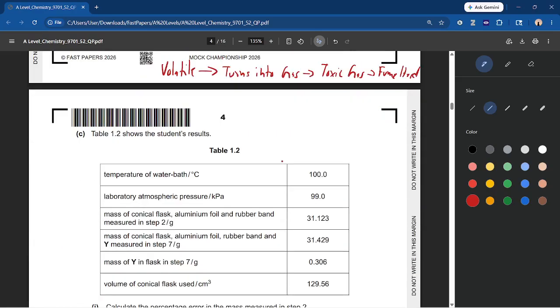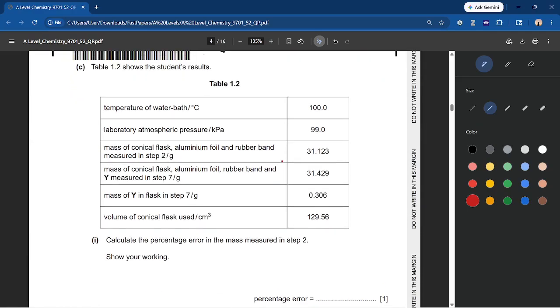All right. So far, nothing too complicated. We've been going through this. So let's find out what the next question says. Table 1.2 shows the students' results. So it shows the temperature of the water bath. The water bath is something that you can always control. So it's always at 100 degrees Celsius. Laboratory atmospheric pressure in pascals, 99, so this is 99,000 Pascal. Mass of conical flask, aluminum foil, and rubber band in grams is 31.123.